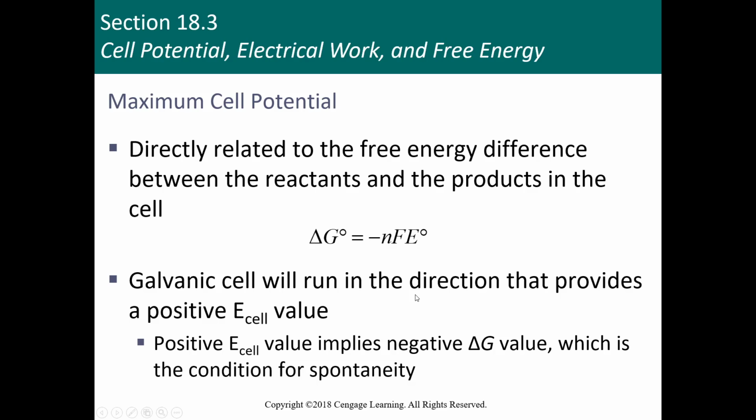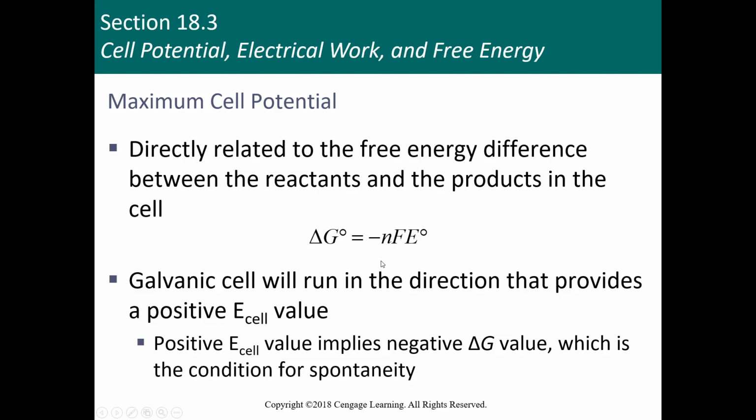The galvanic cell will run in the direction that provides a positive E cell. So remember, a positive E cell means it runs spontaneously in that direction. And why does it do that? Well, that gives you a negative delta G, doesn't it? There you go. That's why the E cell has to always be positive to run spontaneously in that direction, moving electrons in the correct direction.